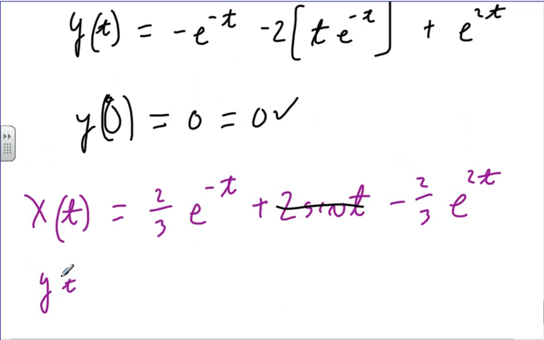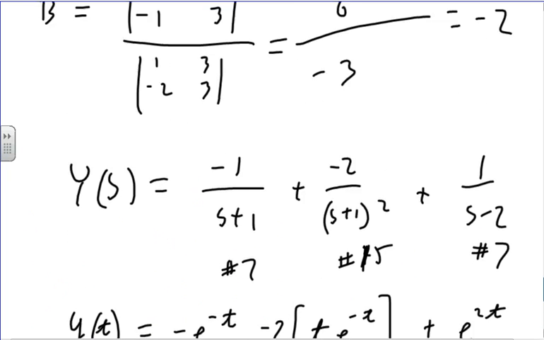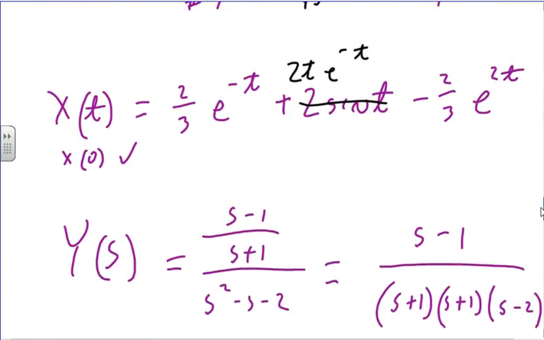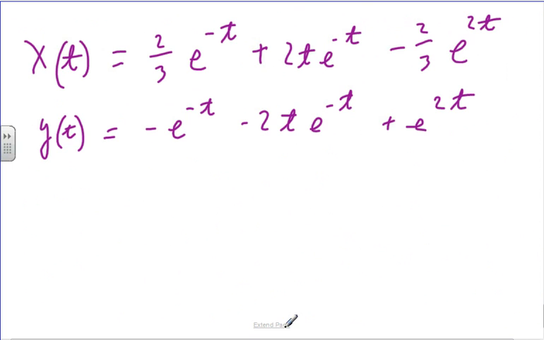y of t is equal to minus e to the minus t minus 2t e to the minus t plus e to the 2t, and I'm missing this term. Anybody remember what that term was? It's the opposite of the line. 2t e to the minus t. All right, so now those are my final answers.